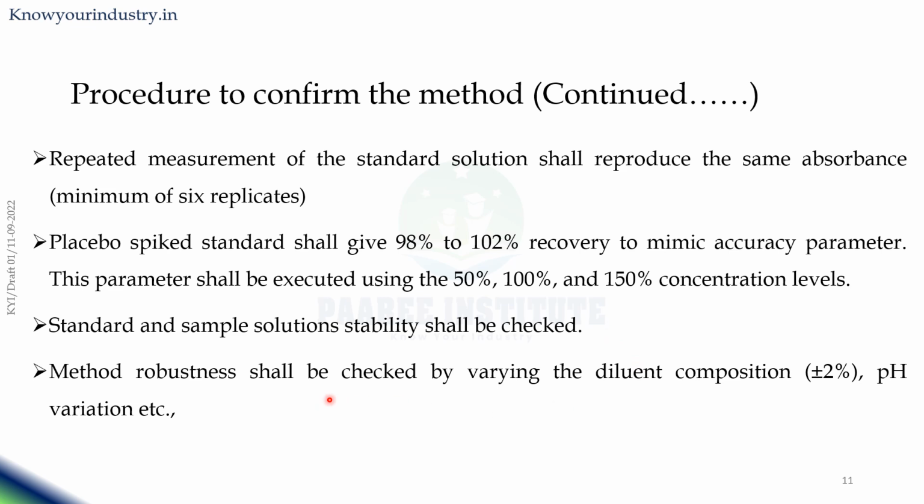Then finally the robustness of the method also can be checked by varying the diluent composition, by varying the pH or some other parameters. Yes, minor variations you can give and see that it is not affecting the results of the method, so that your method is very robust. So these are all the parameters you need to carry out to verify or confirm your method during the method development or the verification process in the UV visible spectrophotometry analysis.